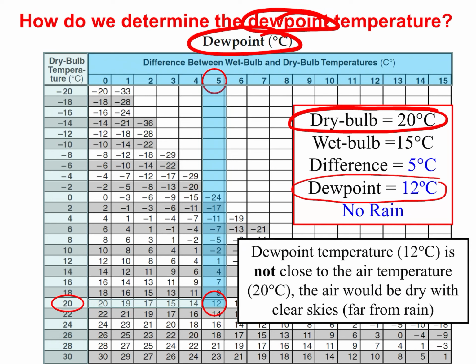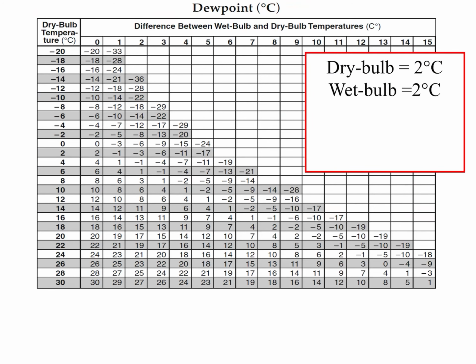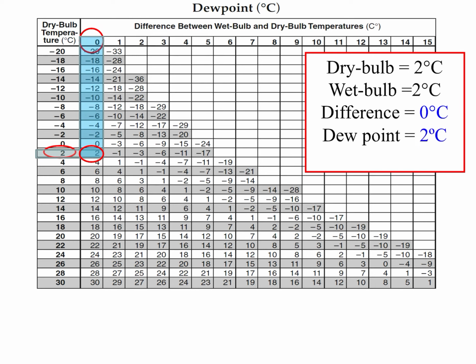Okay, so now we're on dew point number 2. The dry bulb is 2 and the wet bulb is 2. So subtract, our difference is 0. So now use your chart. Look at where we meet, 2. So our dew point temperature is 2.